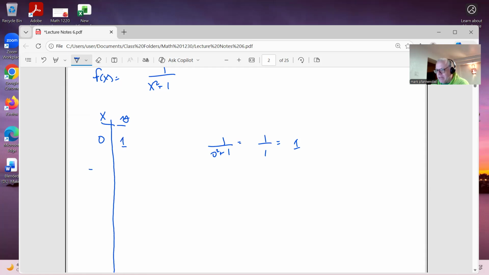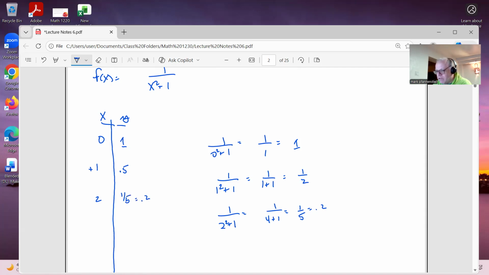Okay, let's plug in positives. So we have 1 over 1 squared plus 1. That's going to be 1 over 1 plus 1 is equal to 2. So we have 1 over 2, 0.5. Okay, I plug in 2. We're going to say this is 1 over 2 squared plus 1. That's going to be 1 over 2 squared is 4. 4 plus 1 is equal to 5. So it's going to be 0.2. So this was 1/5 equals 0.2.